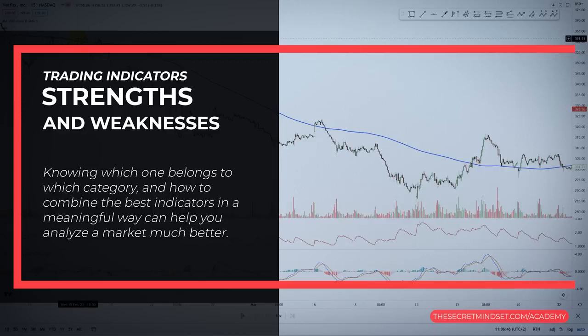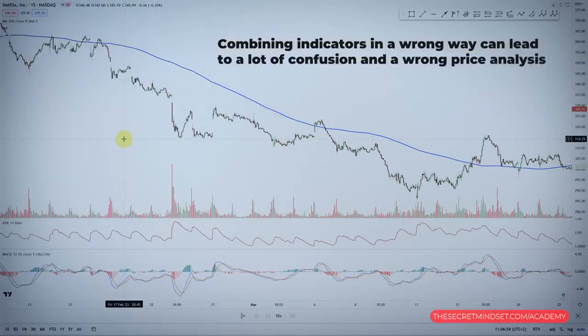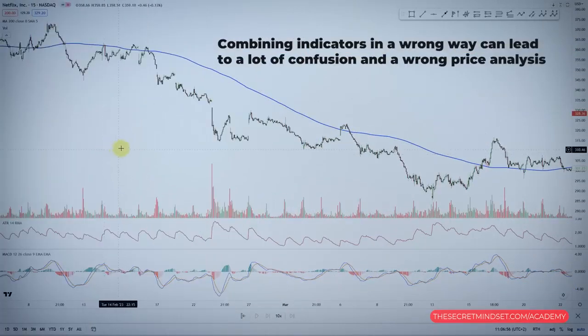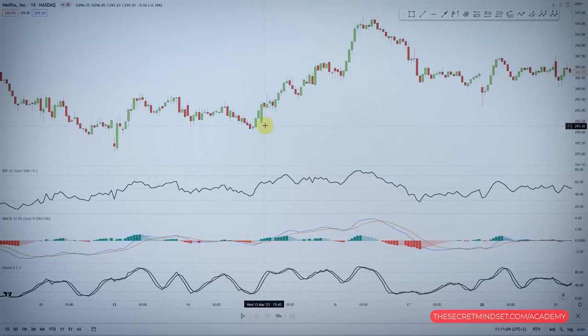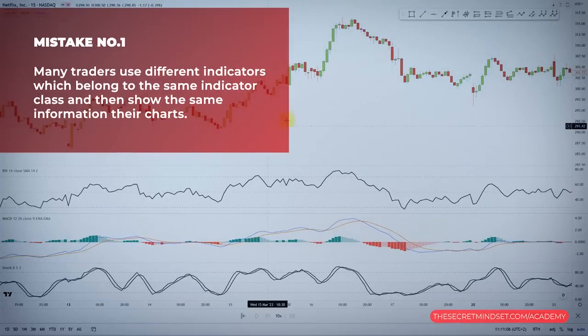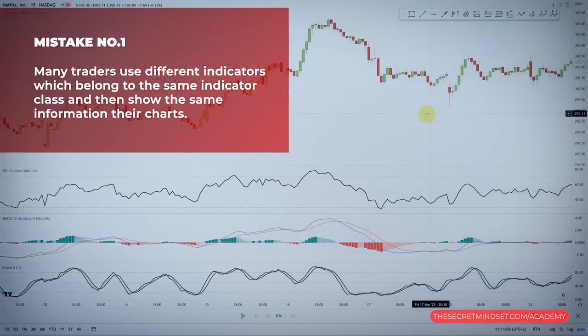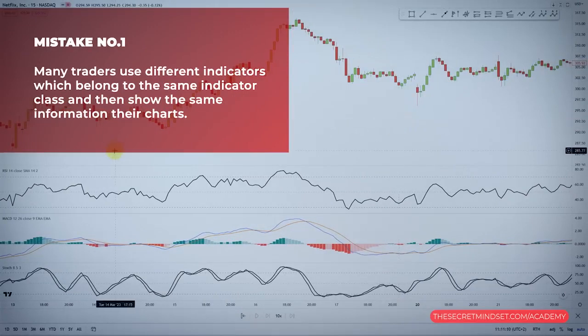What you need to realize is that while these technical indicators are useful, they each have their own set of weaknesses. And combining indicators in a wrong way can lead to a lot of confusion and the wrong price analysis. The biggest problem with traders is the fact they use different indicators which belong to the same indicator class and show the same information on their charts.